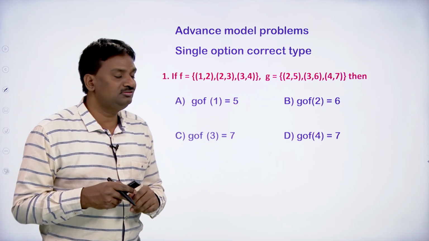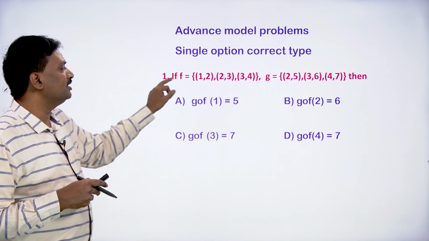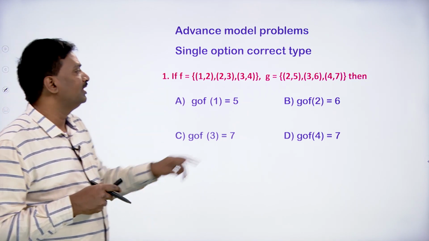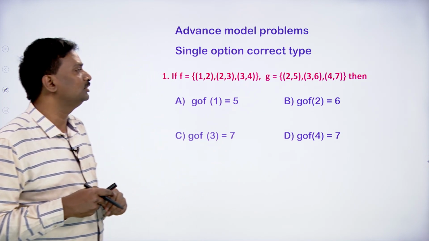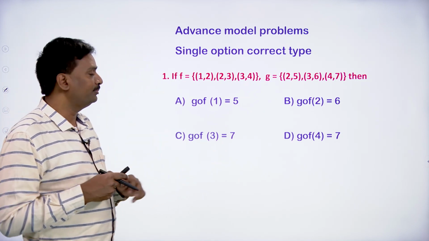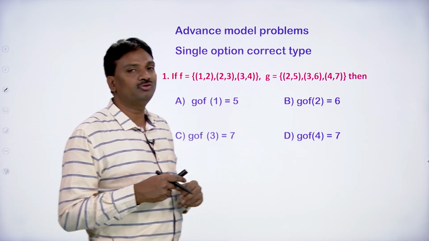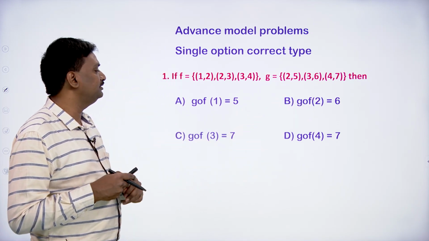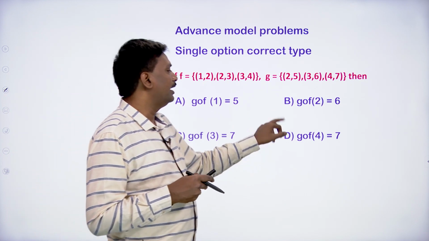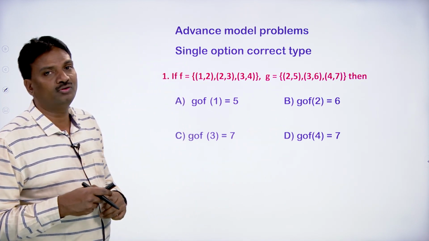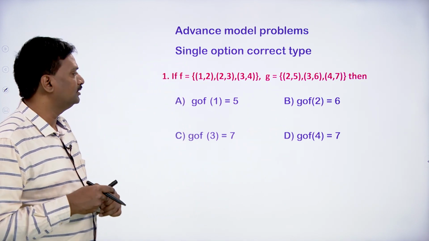So here the problem is given as: if f equal to {(1,2),(2,3),(3,4)} and g equal to {(2,5),(3,6),(4,7)}, then the options are: option A, g circle f of 1 equal to 5; option B, g circle f of 2 equal to 6; option C, g circle f of 3 equal to 7; and option D, g circle f of 4 equal to 7. So these are the options.